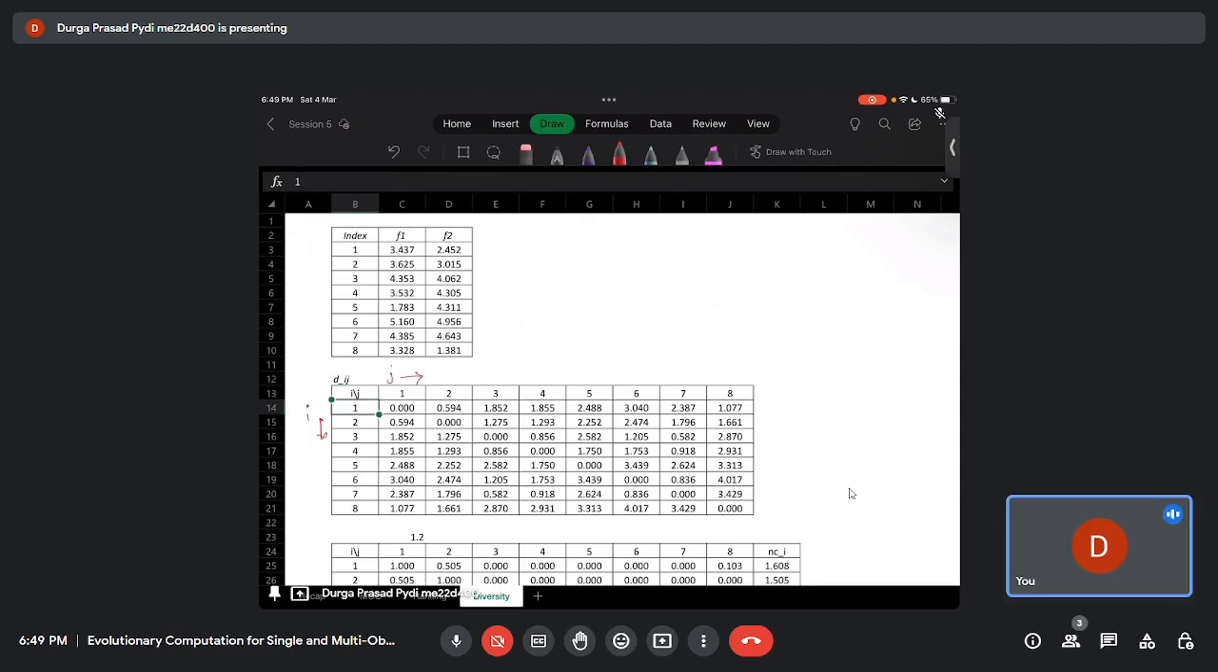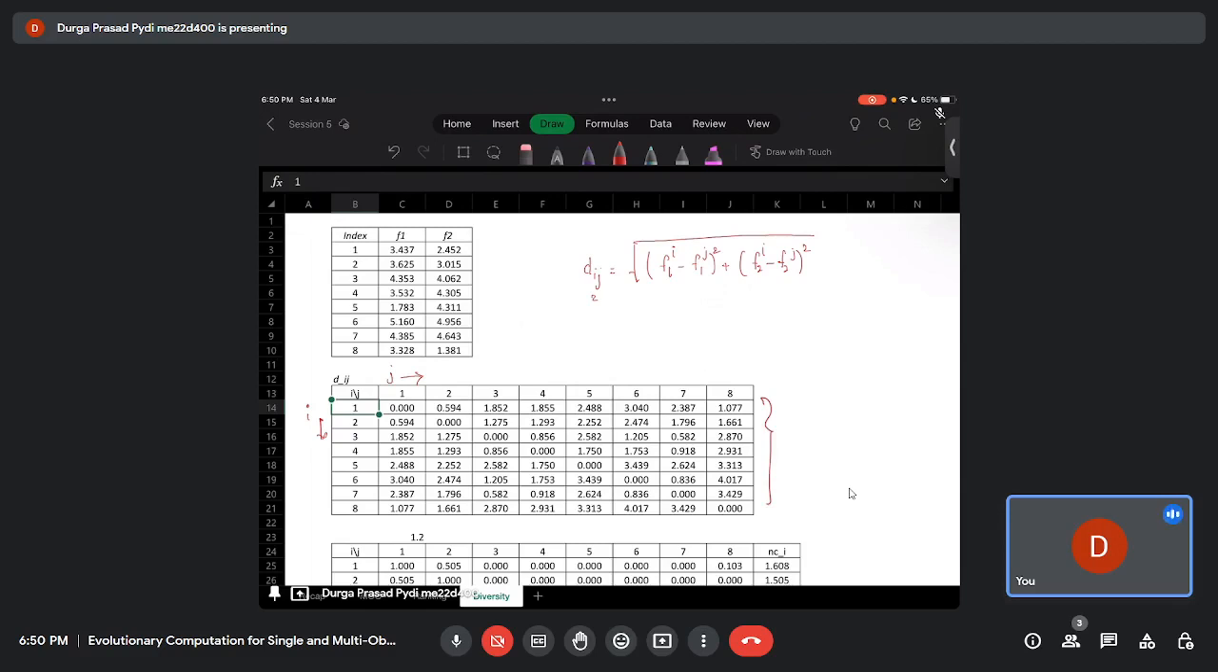To calculate Dij, I'm just using the Euclidean distance in the objective space, the distance in the objective space. So when you have f1, i corresponds to that particular individual, so let me put it in superscript, f1i minus f1j, and f2i minus f2j. This I have to do for all possible combinations of i comma j. Then I get this entire matrix of Dij.